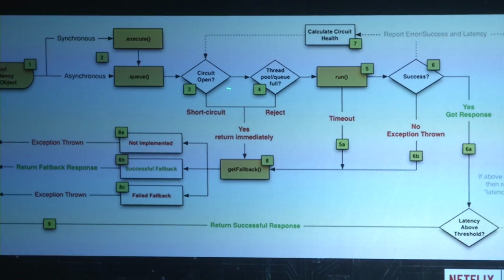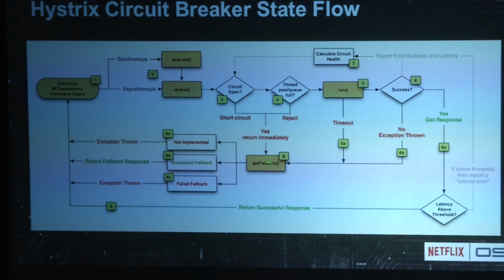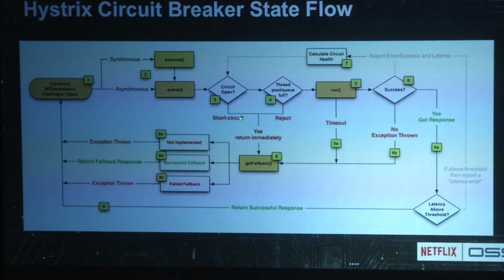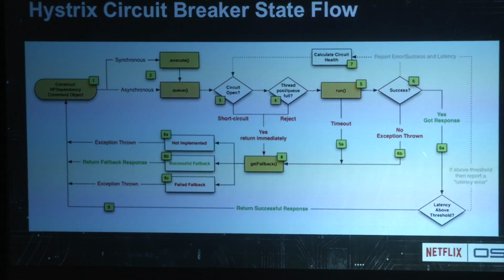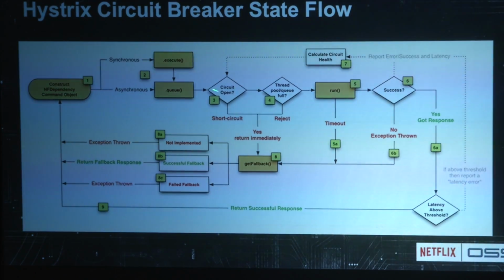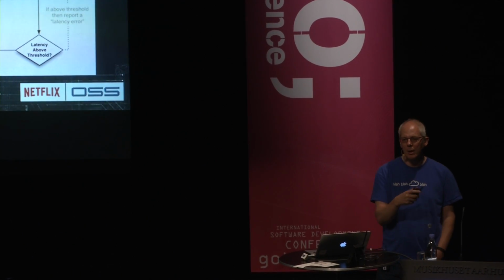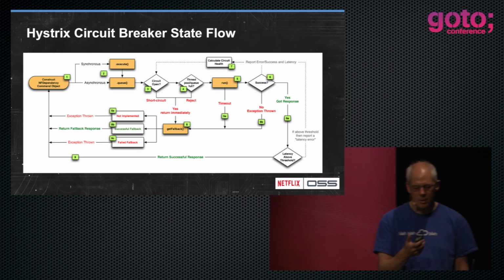You come in here and you go through, and if the circuit's closed, everything's fine, and you run it, and everything's happy, and you come back here. If it's broken, if you're short-circuiting it, you just return immediately and you get a fallback. And then there's a thing here that says you're too slow, and you report latency errors and calculate the health, and then you flip this thing. So if the system is too slow for too long or too broken for too long, it'll flip the circuit breaker, like overloading an electrical circuit, and then somebody has to push the switch every now and again to see if it's got better. And that's the basic pattern here.